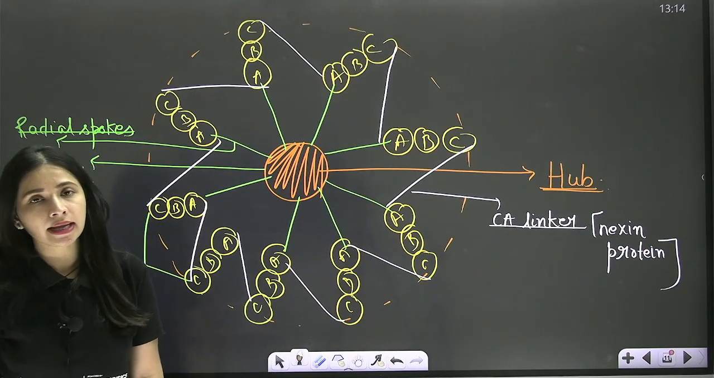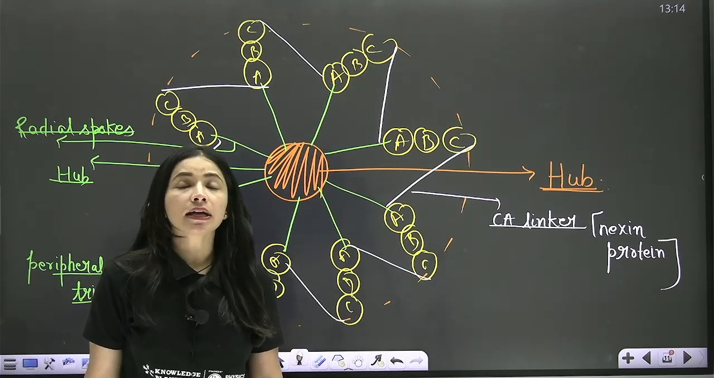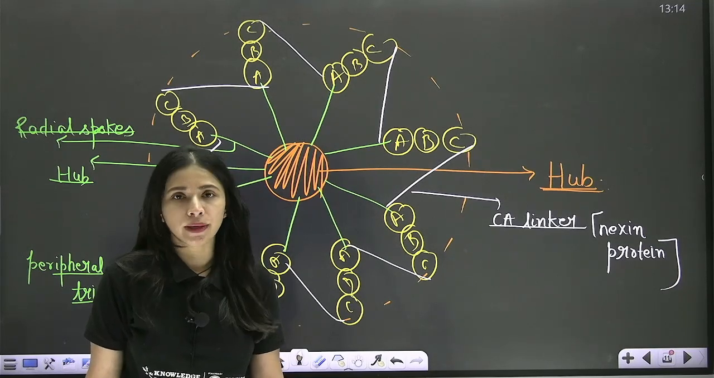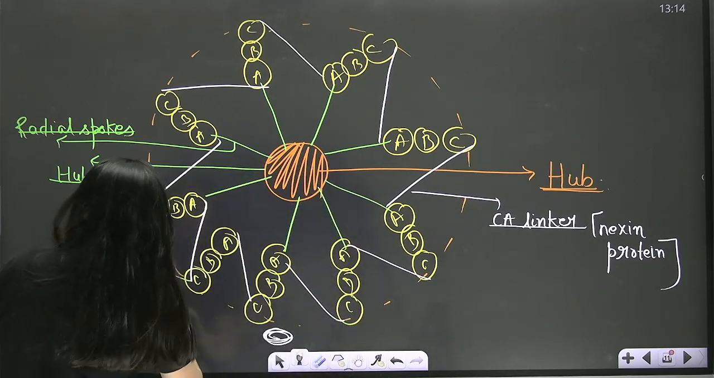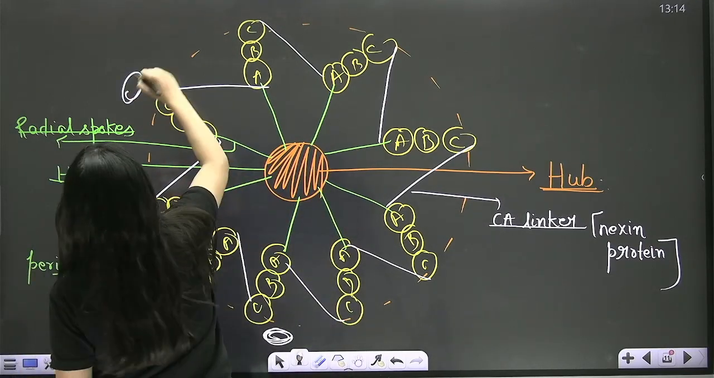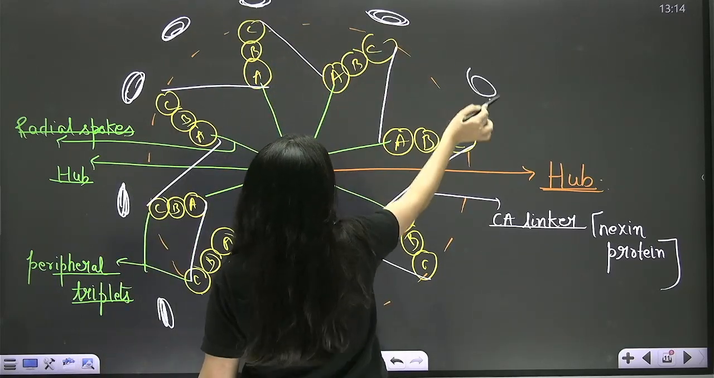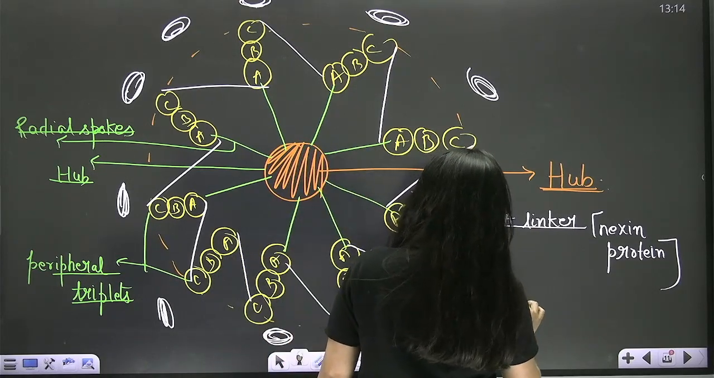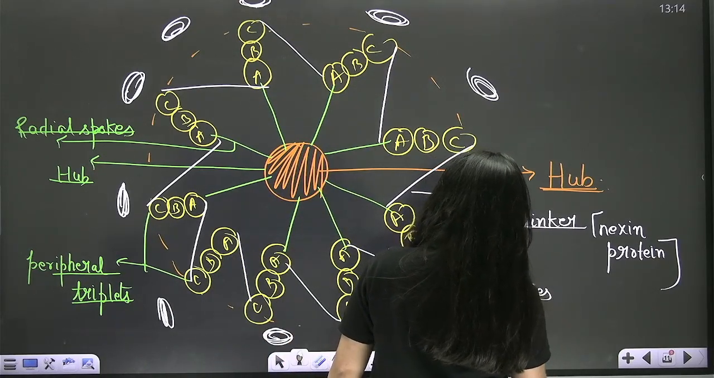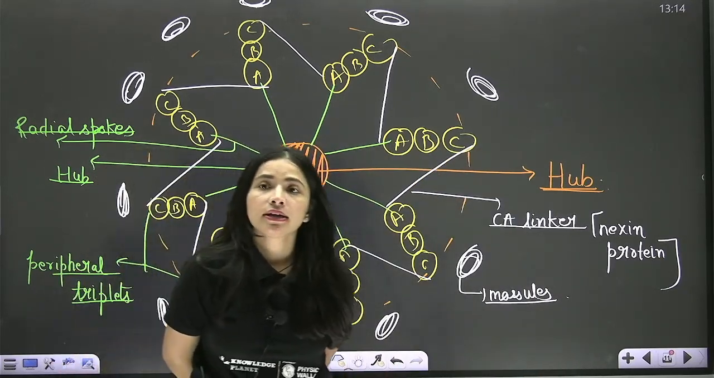The most important thing is that yes, it is non-membrane bound. Koi bhi iske around membrane nahi hoti hai. Instead of membrane, it is surrounded by a fluid, which you can represent in the form of satellites like this. The satellites of fluid around it are known as masseules. Correct? Yes or no? So I hope you all have understood this simple diagram of centriole.